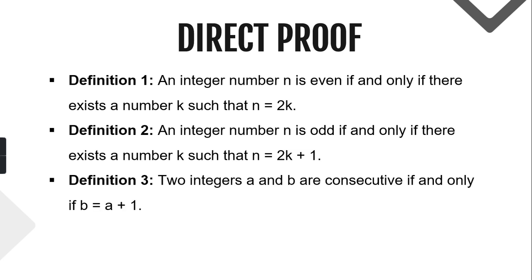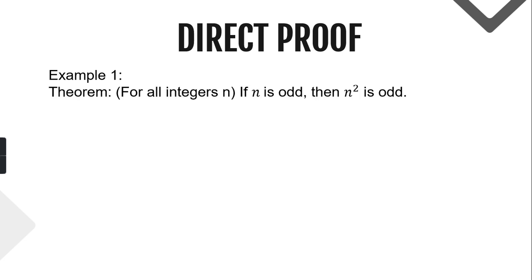And then lastly, for consecutive numbers: two integers a and b are consecutive if and only if b is equal to a plus 1. So it is very important to remember these three definitions. Ayan. Because we are going to use them hanggang, if I'm not mistaken, hanggang indirect proof. Ayan. So now let us move on to our first example to prove using the direct proof.